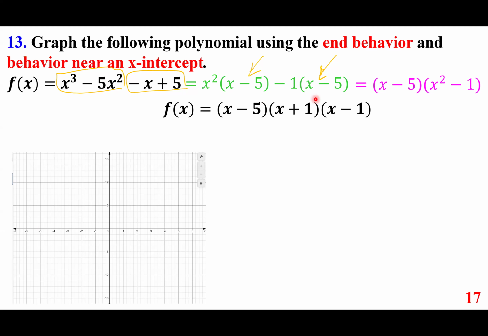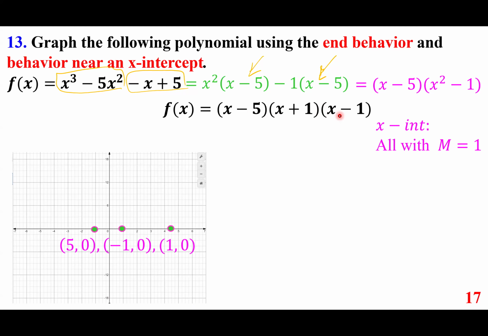See, the exponent is 1, the exponent is 1, the exponent is 1. When there's no exponent, that means the exponent is 1. All of them have multiplicity 1. This is at 5, 0. This is negative 1, 0. This is positive 1, 0. So those are the 3 points.